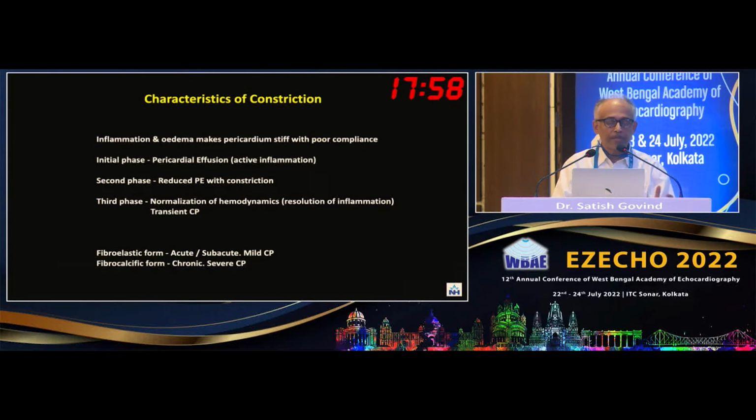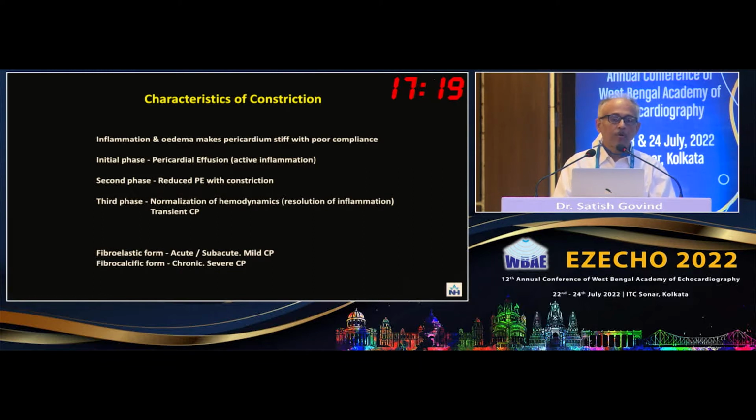A lot of postulations and theories are there in terms of how the constriction happens. But remember, it is just the inflammation and the edema. This is the basic substrate, and it is the one which makes the pericardium stiff and decreases the compliance. Then there are phases which somebody has suggested. In the initial phase there's effusion and active inflammation. Then the pericardial effusion starts to reduce, and the constriction starts to happen. The third phase is when it normalizes, so you have a transient constrictive pericarditis where it goes away spontaneously or with treatment.